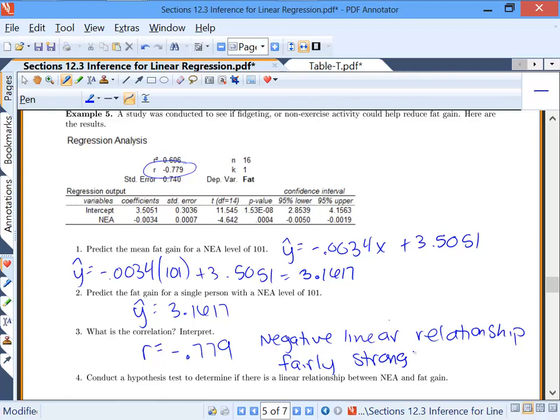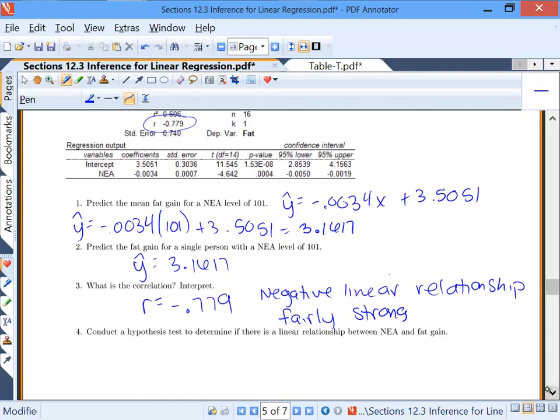Now, we always prefer, though, to not just look at things like our sample mean or just our correlation, or even just to look at my slope, which is only negative 0.0034. We prefer to actually do a hypothesis test and let our numbers tell us whether that was statistically significant or not. So let's conduct a hypothesis test to determine if there is a linear relationship between NEA and fat gain. So just follow the normal steps of testing, like picking your significance level, which is the 0.05.